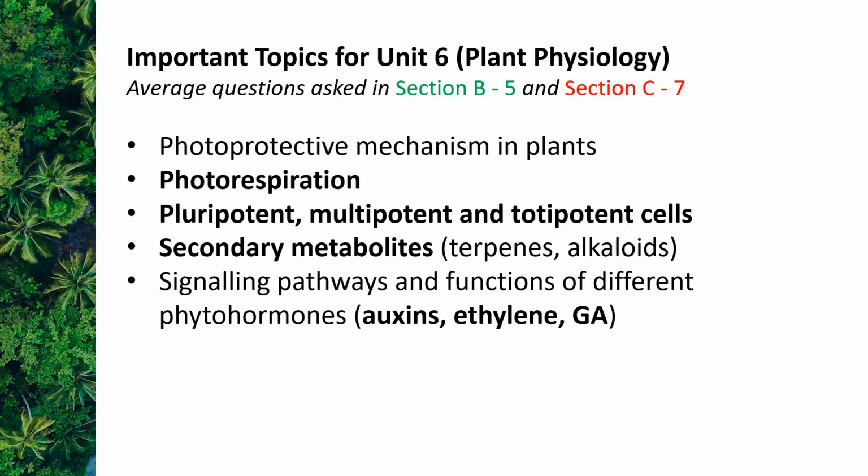Furthermore, the photoprotective mechanisms employed by plants to shield themselves from excessive light. Another important topic is photorespiration. The concepts of pluripotent, multipotent, and totipotent cells are important to be covered. Additionally, secondary metabolites, specifically terpenes and alkaloids, signaling pathways and the functions of different phytohormones, including auxins, ethylene, and gibberellins, covering various aspects of plant growth and development are important.